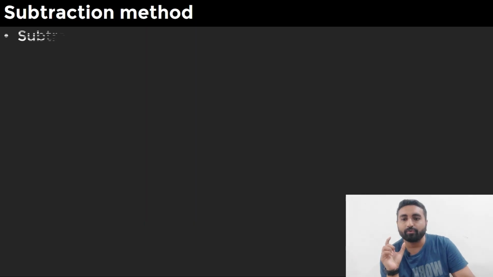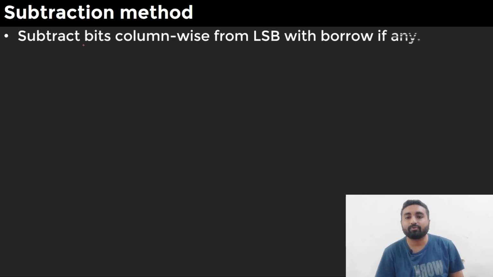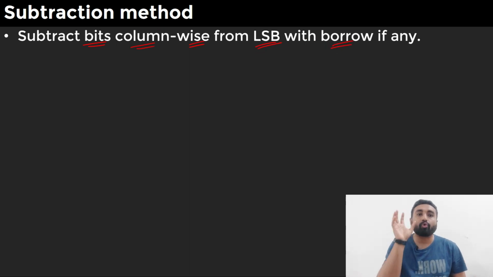Now let's see the theoretical aspects of doing binary subtraction. So first of all, what you need to do is subtract each bit column wise, and that is from the LSB. And if you have any borrow, that also you need to consider over here. So you need to subtract column wise from the LSB.